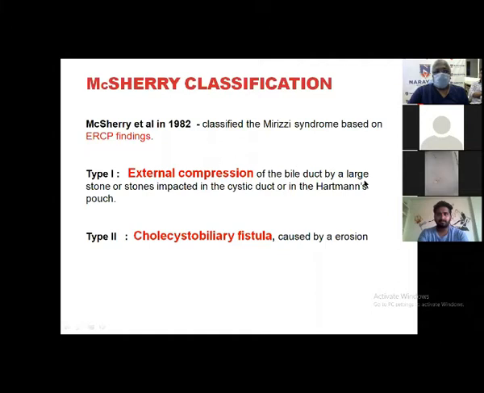External compression of the bile duct by a large stone, a stone impacted in the cystic duct or in the Hartmann's pouch, that is type 1. The moment it erodes and joins the common bile duct, it's called a cholecystobiliary fistula. But this has not given us enough roadmap for our surgical procedure or treatment armamentarium.